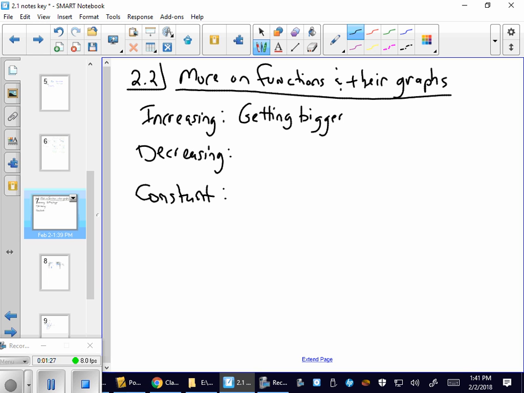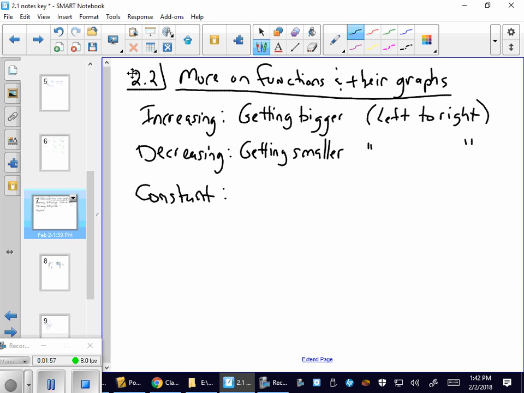the biggest thing is when you read a graph, you read the graph from left to right. We don't ever read the graph backwards. So you read it just like you would read a book. You read left to right. Something which is getting bigger from left to right is increasing. Likewise, something which is decreasing would be getting smaller or going down. And again, left to right.